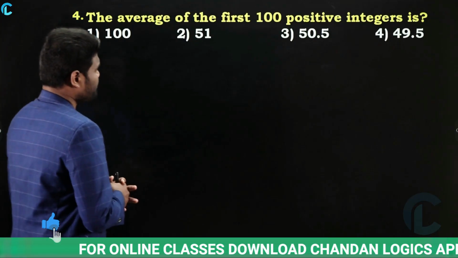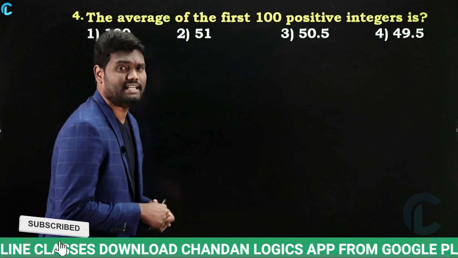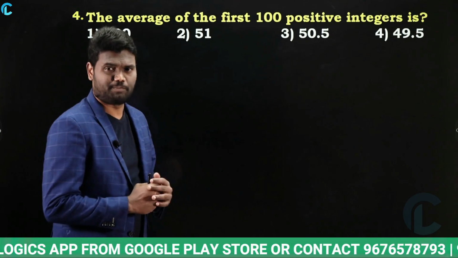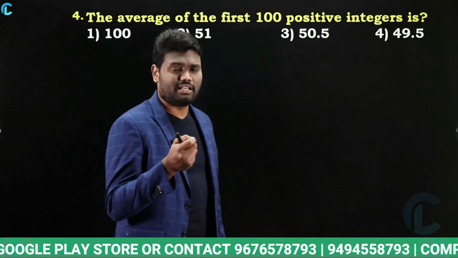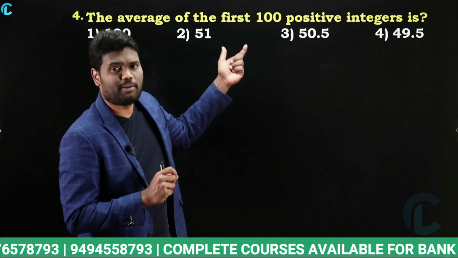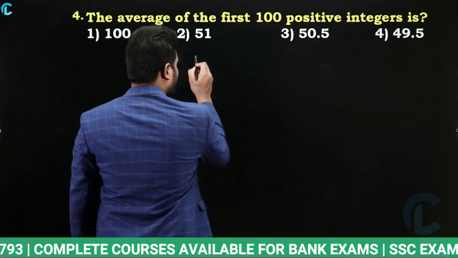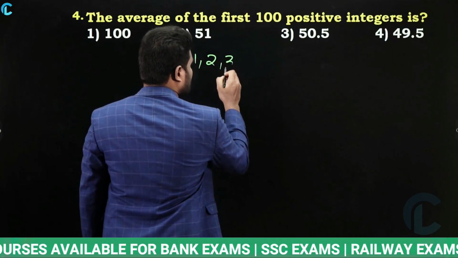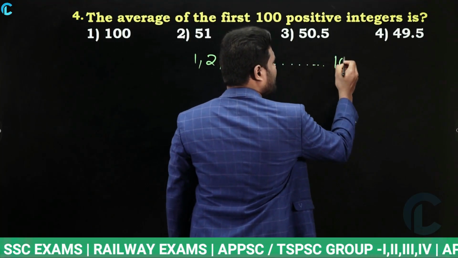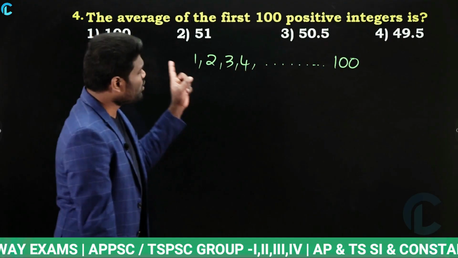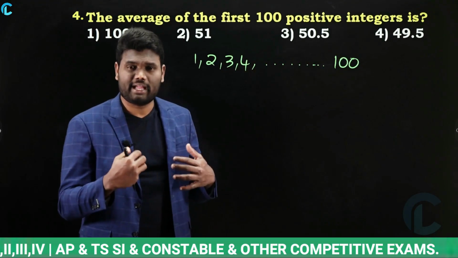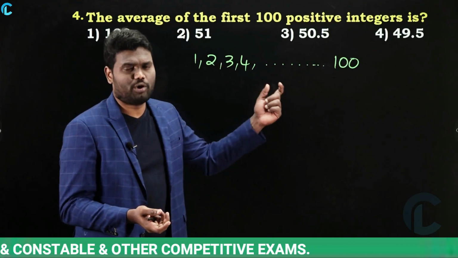The average of the first 100 positive integers is. So we are asked to find the average of the first 100 positive integers. Actually, what we know is, average is nothing but the sum of numbers divided by the number of numbers. When I say the first 100 positive integers, it is nothing but 1, 2, 3, 4, and so on, till 100. Which means I need to add all these numbers, and after adding them, divide by the number of numbers. When I do that, I am going to get the average.